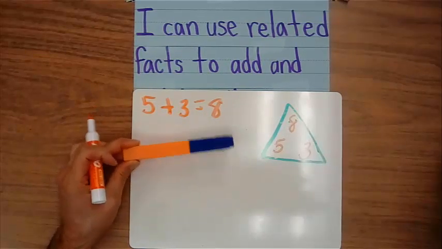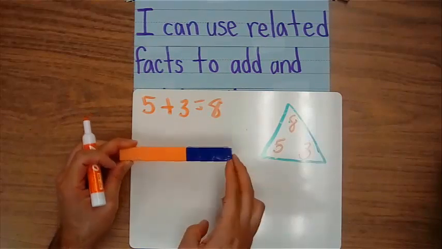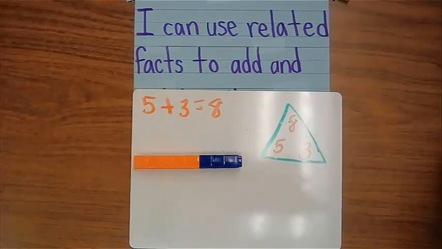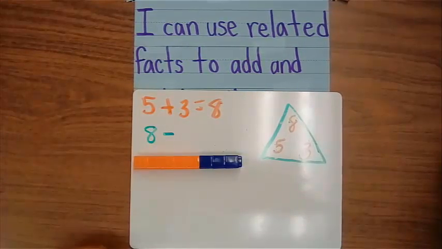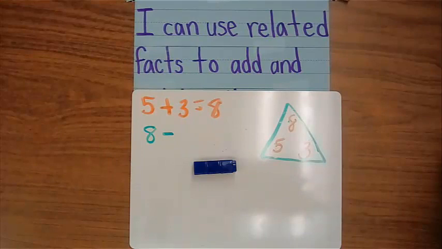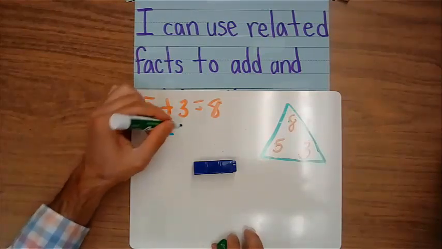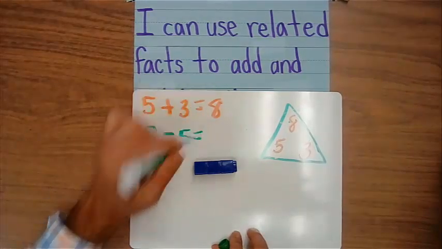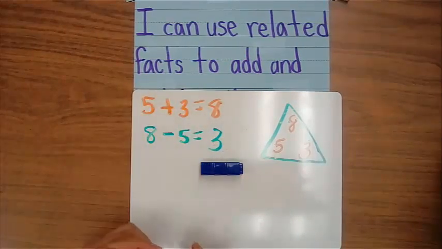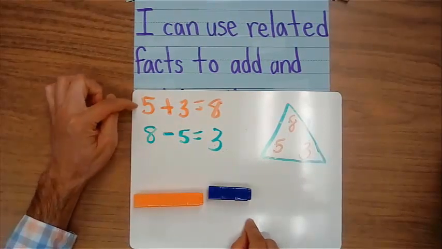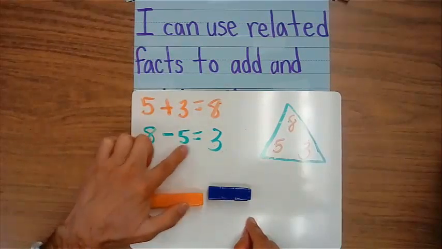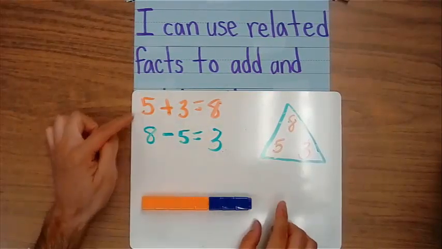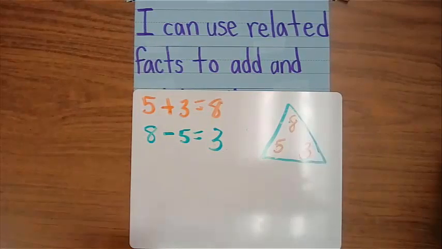Now, how could I make a subtraction number sentence out of this? Well, I could rearrange these numbers and say 8 minus what? Let's take away 5. 8 minus 5 equals 3. These are related because they use the same numbers, 5, 3, and 8. They are related because they are only using the same numbers.